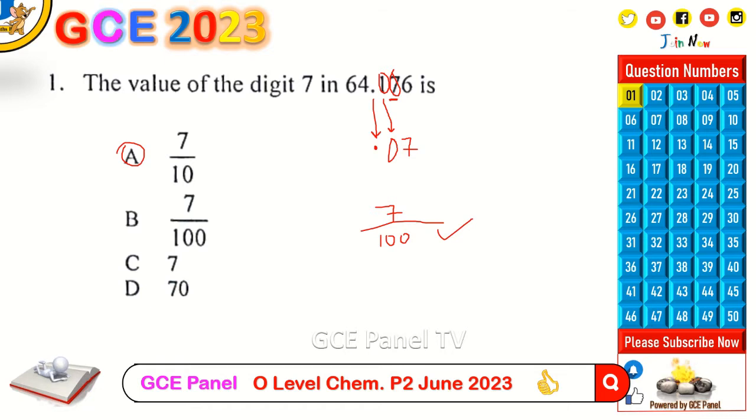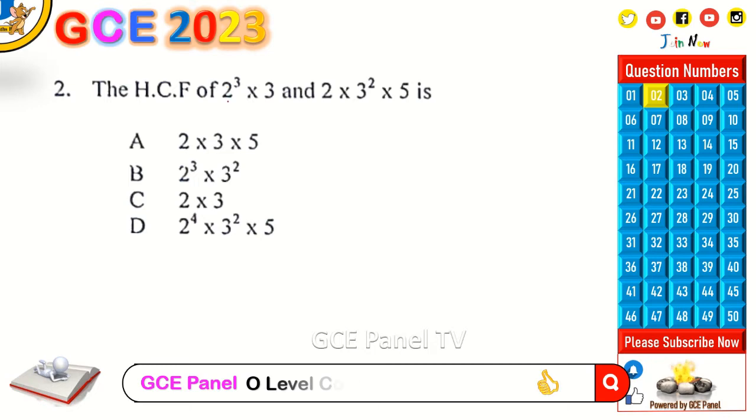Question 2 reads, the highest common factor of 2 to the power 3 times 3 and 2 times 3 to the power 2 times 5 is? For the highest common factor, we first of all start by looking for the common bases. 2 is common here and 2 is common, so we take 2. We now take the power that is smaller. The first one here is 2 to the power 3, the other one is 2 to the power 1 since I've not written the power. So we have just 2, we take the smaller one, times.